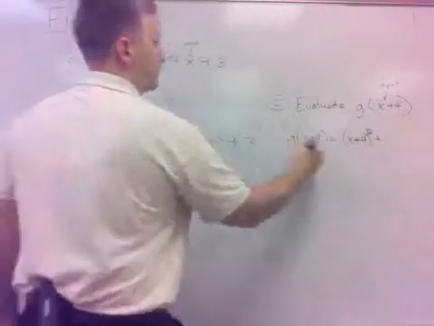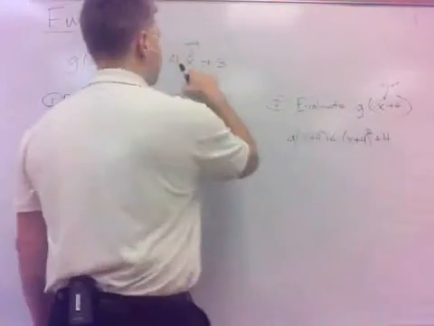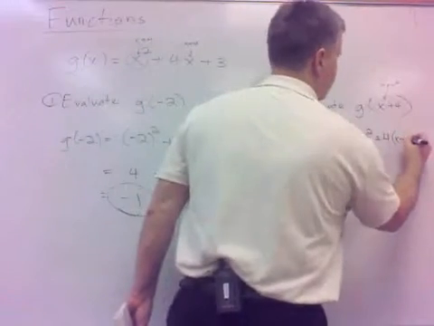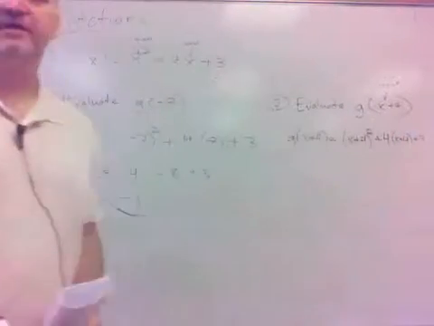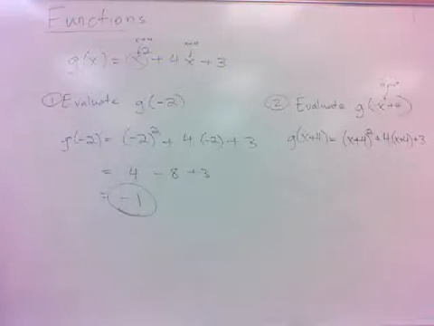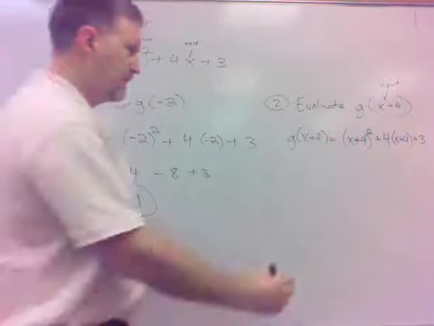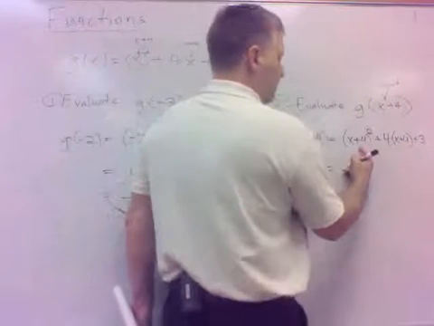Plus 4 times, well, I'm going to input x plus 4, so that's going to be 4 times x plus 4. And then the plus 3 comes up on the end. Yeah, so this obviously looks different. What do I do with it? Really, all you're going to do with it is simplify it. I don't know if we talked about this yet.